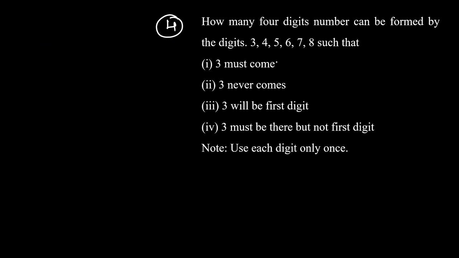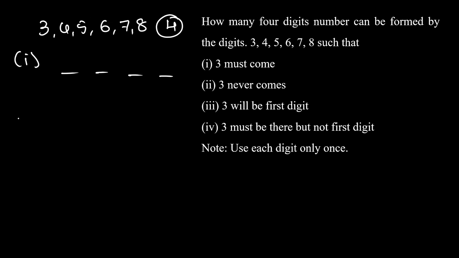3 must come is 60, okay, fine, 60, 360, okay. See, first question, we have 4 slots, 3 must come, right? Using 3, 4, 5, 6, 7, 8, 3 must come is the data. So, one slot is occupied by 3.